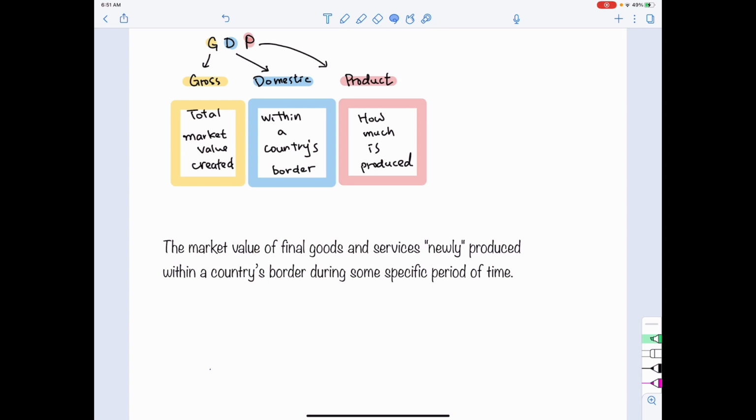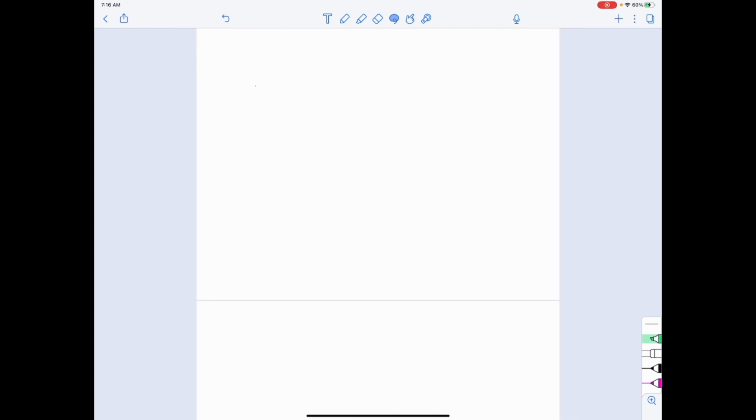The key words here, the final goods and services newly produced, are related to gross and product. And the other keywords, within a country's border, are about domestic. So how to come up with GDP? The most straightforward way to come up with GDP is to sum up all the market value of all the goods produced for a country within its country border.